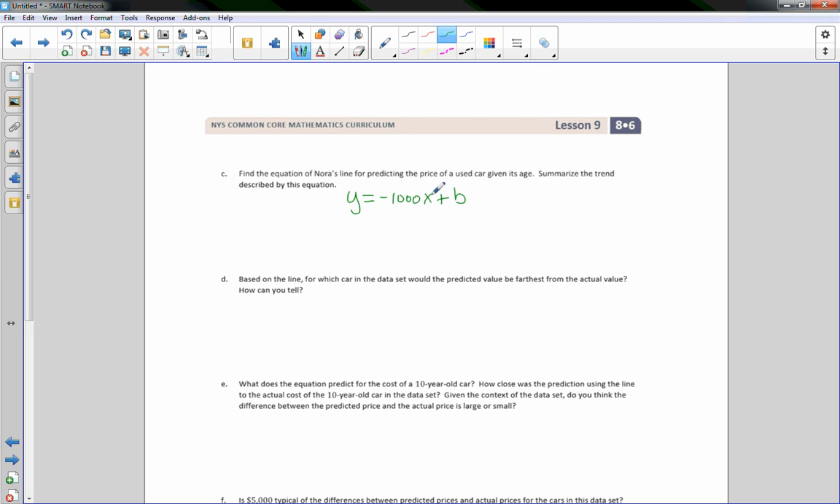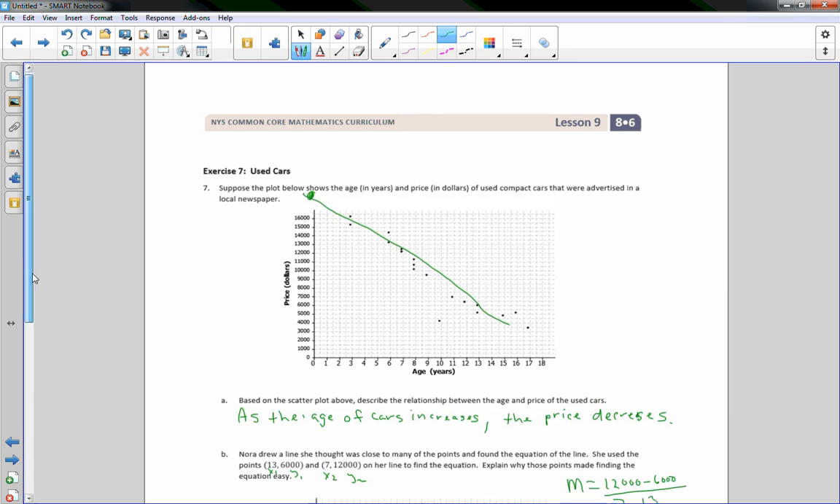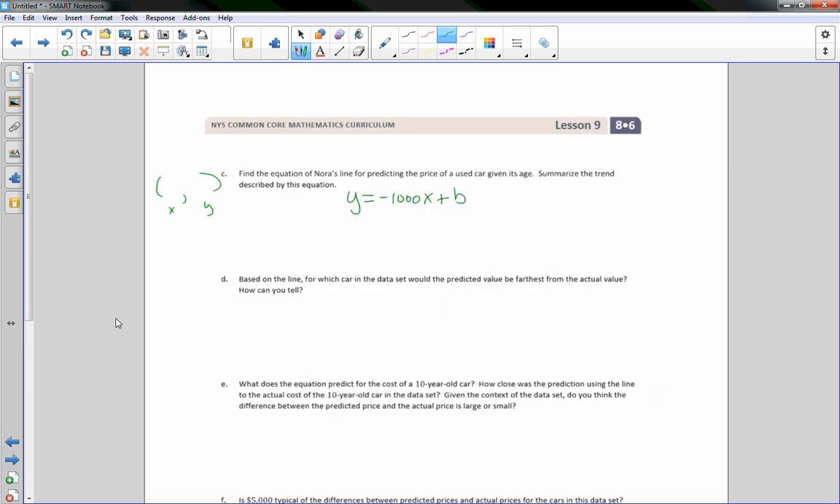Now I'm going to substitute in an x and a y that we were given. So I'm going to put those here. So this is x and this is y. And how about we use a point she used for her slope? Let's use 13, 6,000. So when x is 13, y is 6,000. So when I do that, my y is 6,000. My slope is negative 1,000. My x is 13. And all I need to do now is find b.